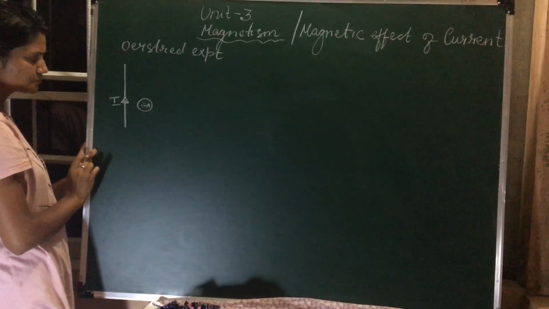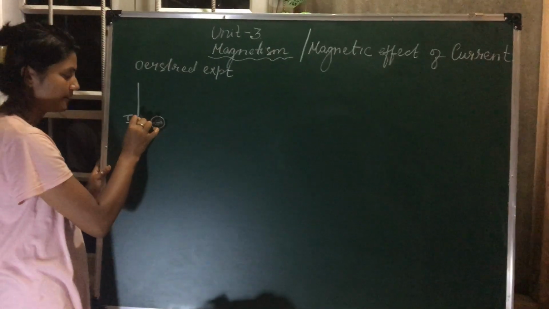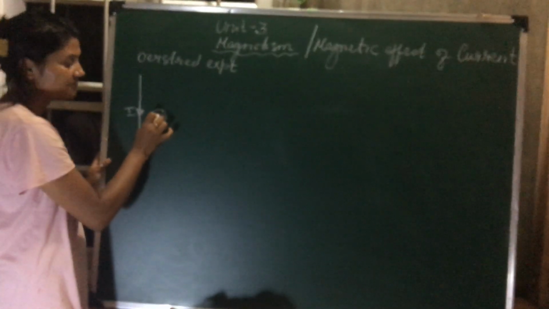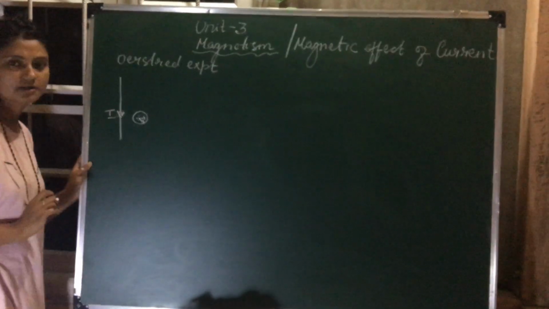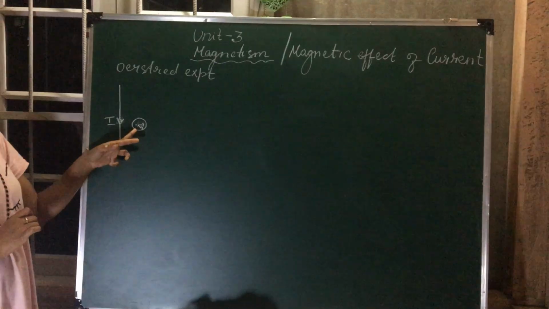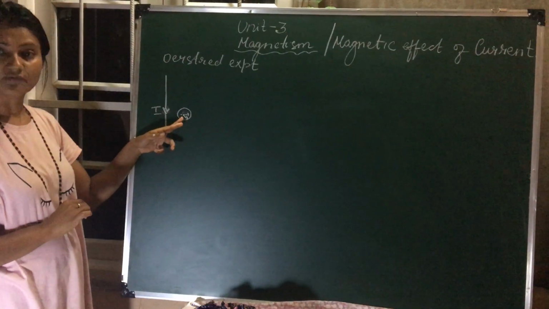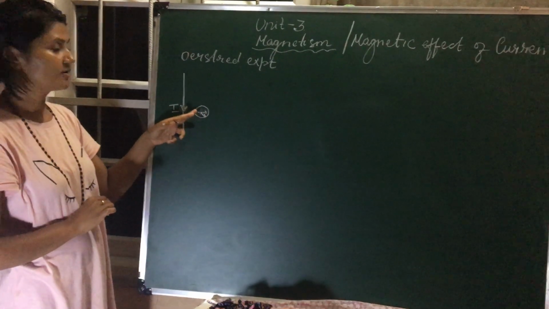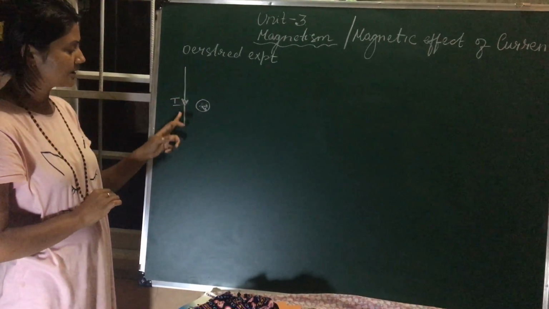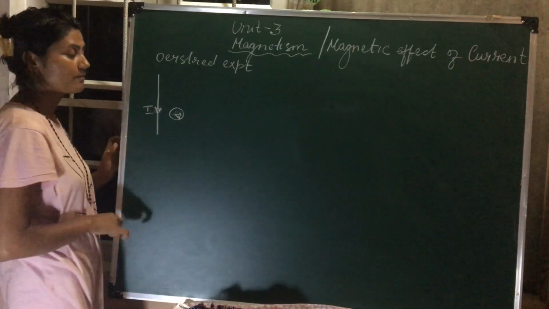Now if the direction of the current is reversed, it was found that the direction of deflection of the compass also gets reversed. So what does it show? Why does the compass show the deflection? The compass shows the deflection because of the magnetic field. When the current carrying wire causes a deflection in the compass, it means the presence of a magnetic field.